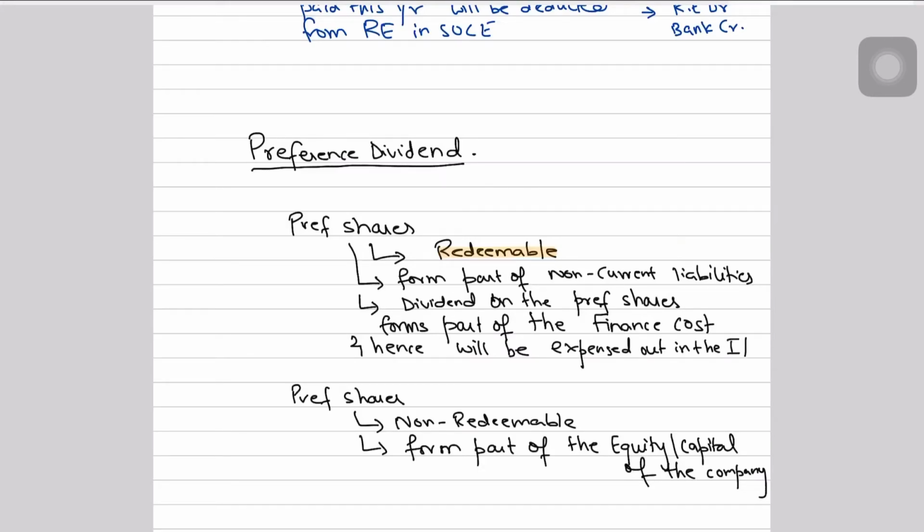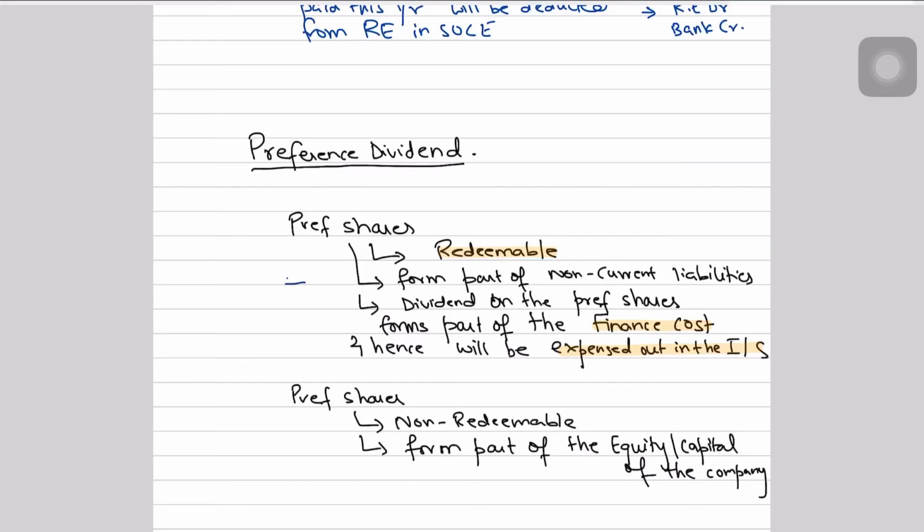All right, you need to know that the dividend on the preference shares that are redeemable, whether it is paid or not paid, forms part of the finance cost and hence it will be expensed out in the income statement. If the dividend is paid, well and good, it will still be expensed out in the income statement. If the dividend is not paid, it will still be expensed out in the income statement. However, it will also be included as a payable in the current liabilities.